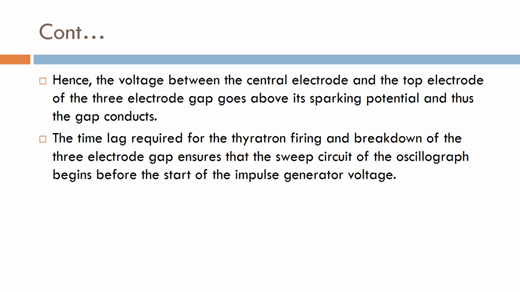Hence, the voltage between the central electrode and the tap electrode of the 3 electrode gap goes above its sparking potential, and thus the gap conducts. The time lags required for the thyratron firing and the breakdown of the 3 electrode gap ensure that the sweep circuit of the oscillograph is produced before the start of the impulse generator voltage.